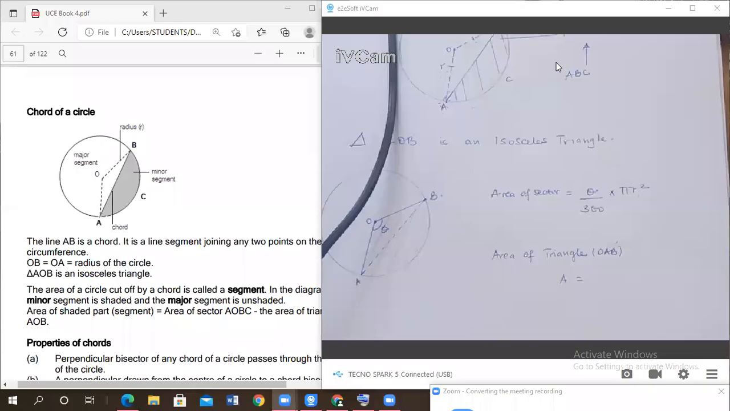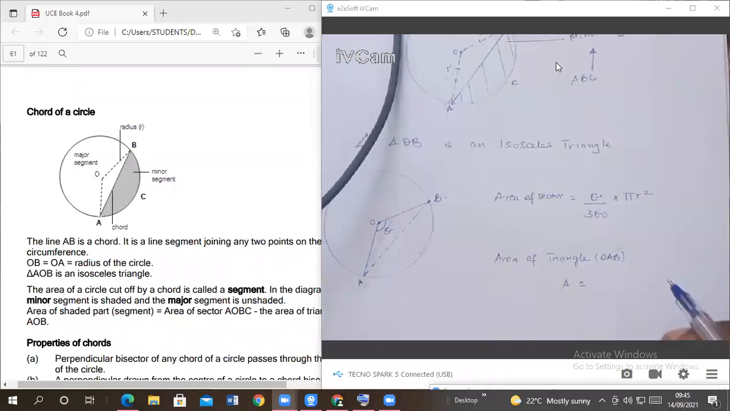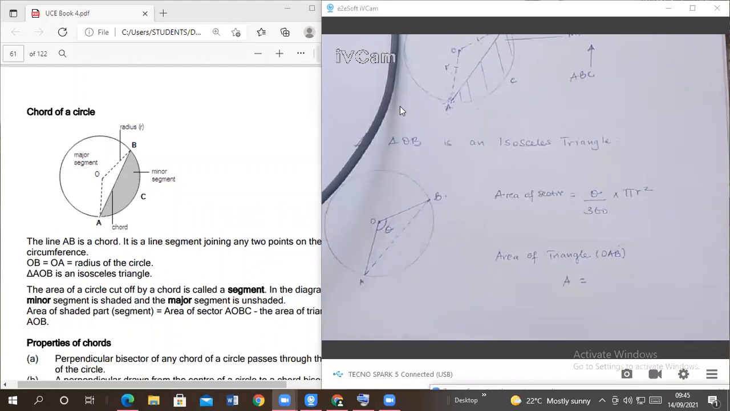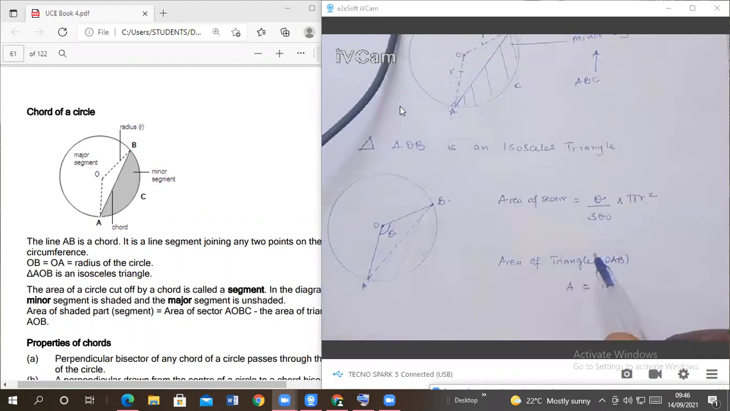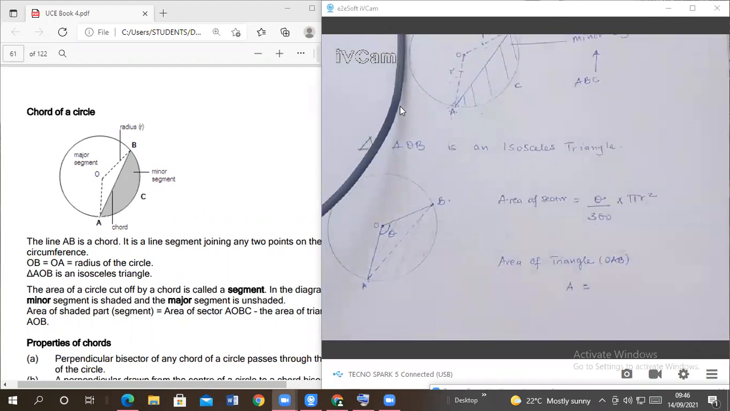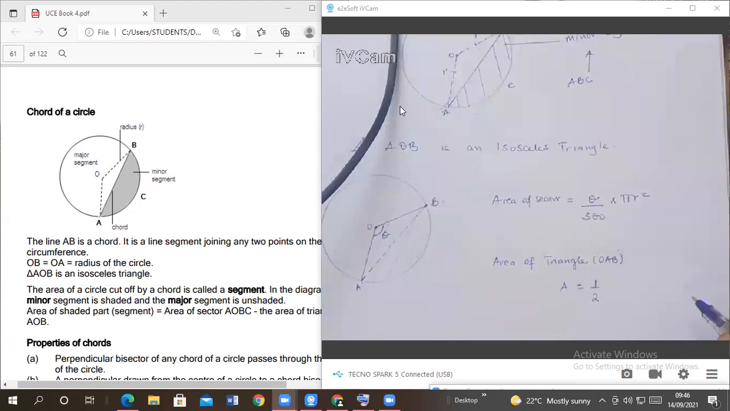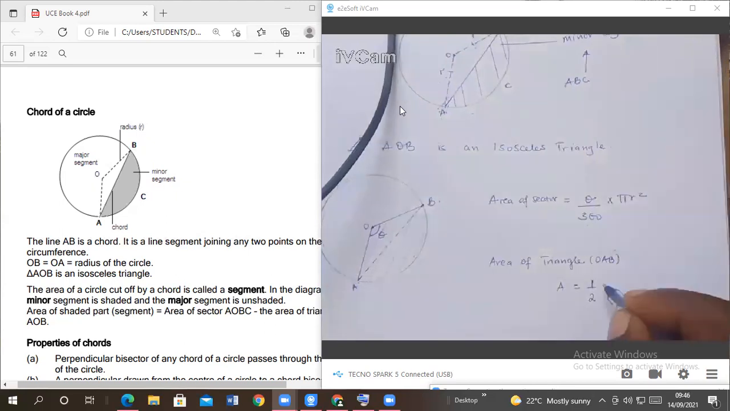Where we have the area of the triangle. If you want to find the area of this triangle here, so to get the area of that triangle, who can give me the formula for that area, if you know? The area of a triangle is equal to a half times OA times OB, then sine theta.